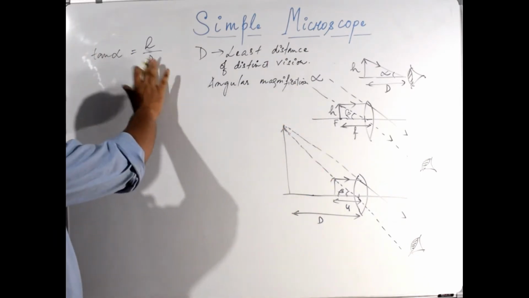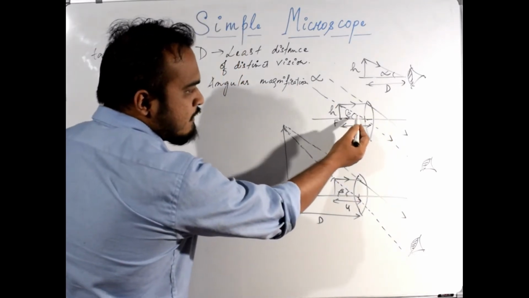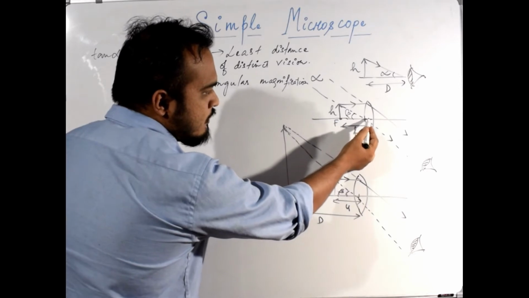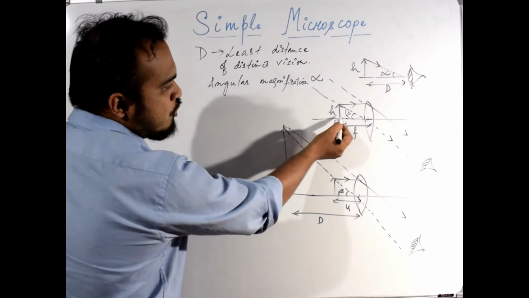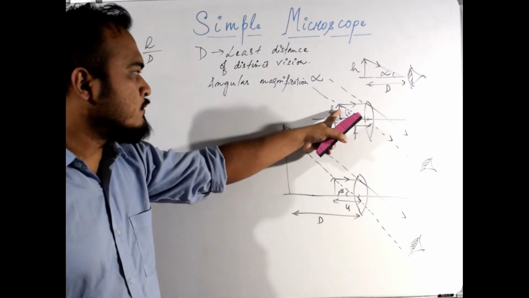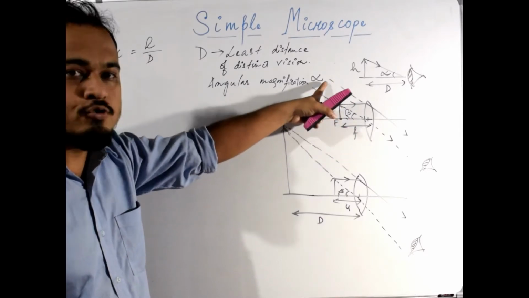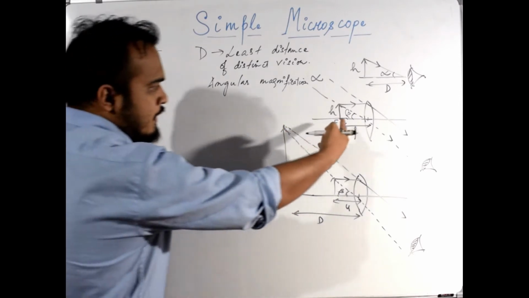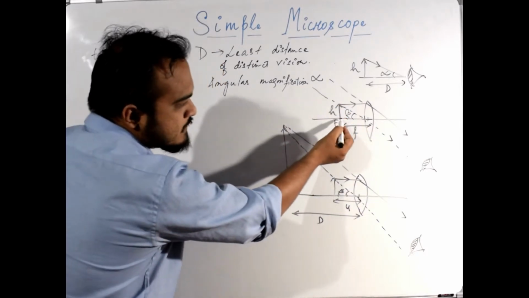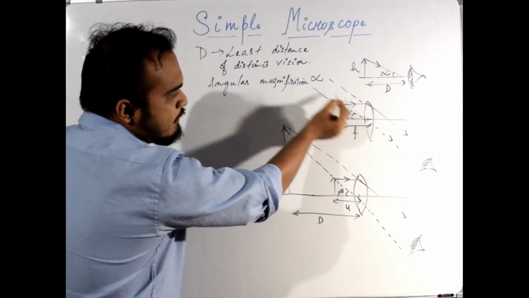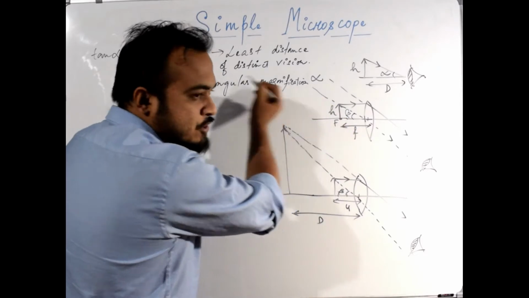So we got tan of alpha. Now in this diagram, this object is making an angle beta with the optical center of this lens. The final image of this object is produced at infinity. That means the object is kept at the focus. When the object is kept at the focus, the image is formed at infinity.